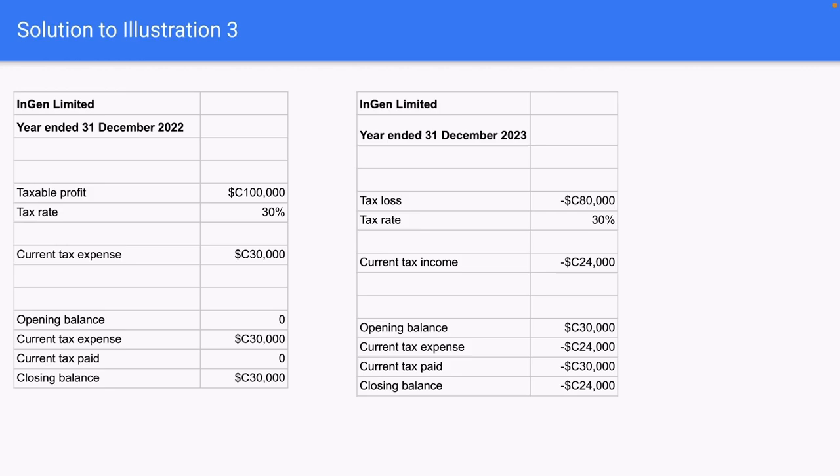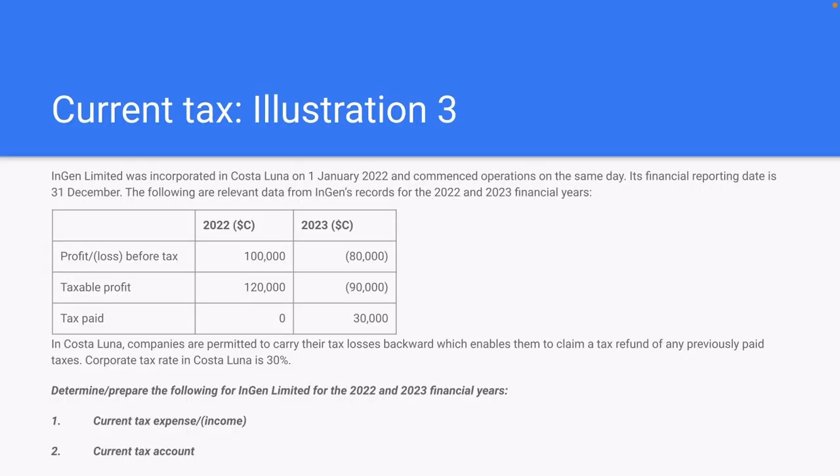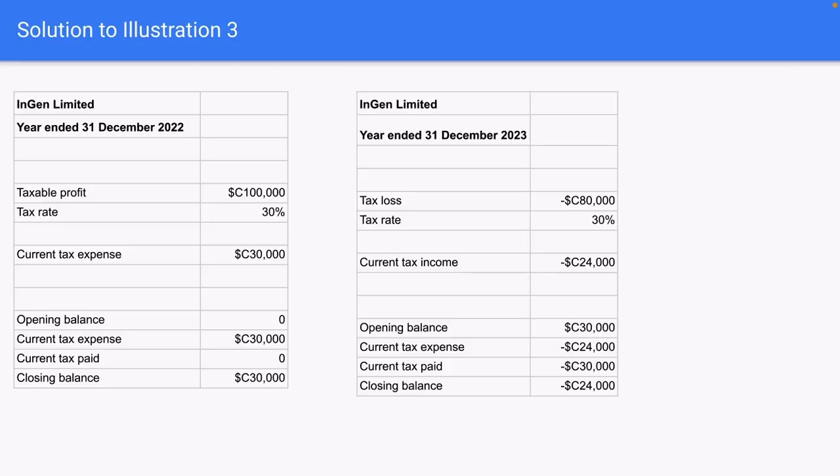What you see on the left is the solution to 2022, and on the right is 2023. If you go back to the illustration, taxable profit for 2022. I think there's a bit of a mistake here, but let's just assume the taxable profit is 100,000 Costa Lunan dollars. Tax rate is 30%, and so the current tax expense for 2022 is 30,000 Costa Lunan dollars.